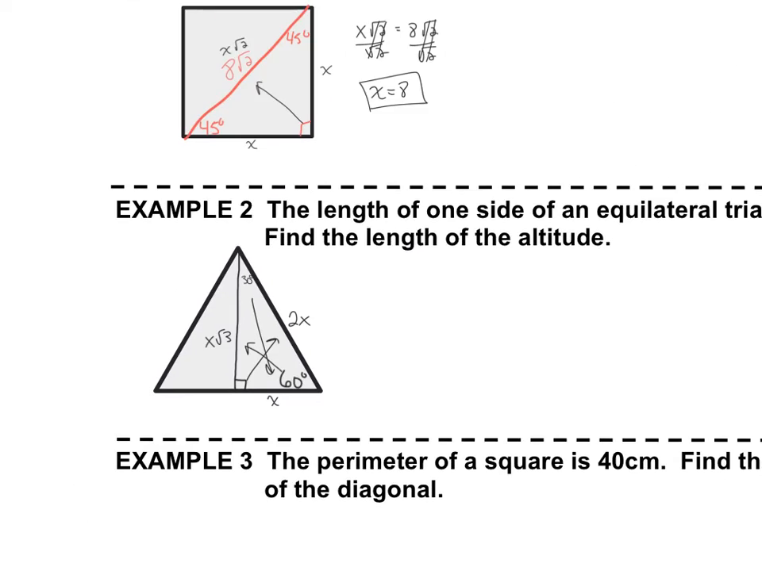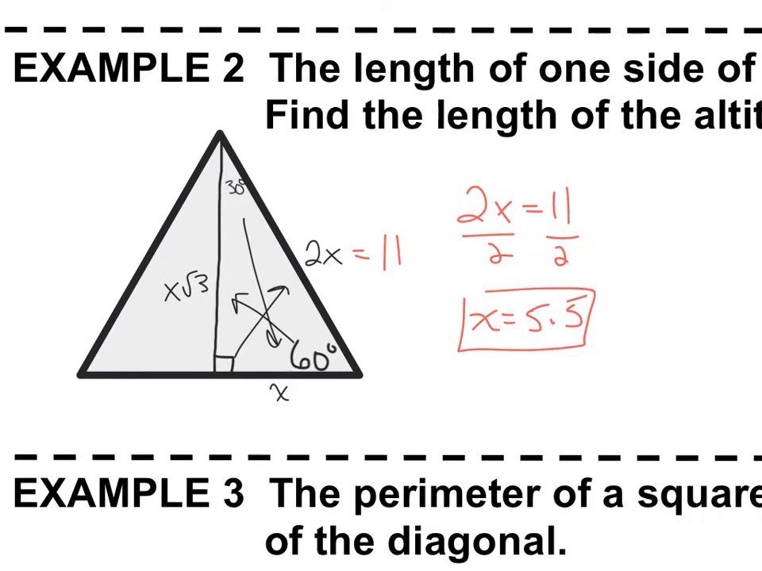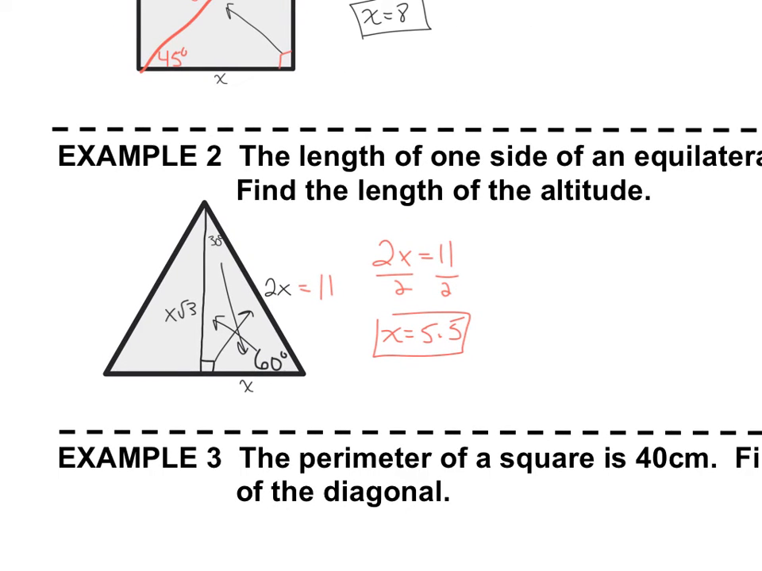So let's see. They told us that the length of one side is 11. So I know that this side is 11, which makes the other ones fairly easy to find as well. If 2x equals 11, I can divide both sides by 2, and I get x is 5.5. So that gives us one of the sides already. We didn't really need that side, though. It really wants us to find the altitude.